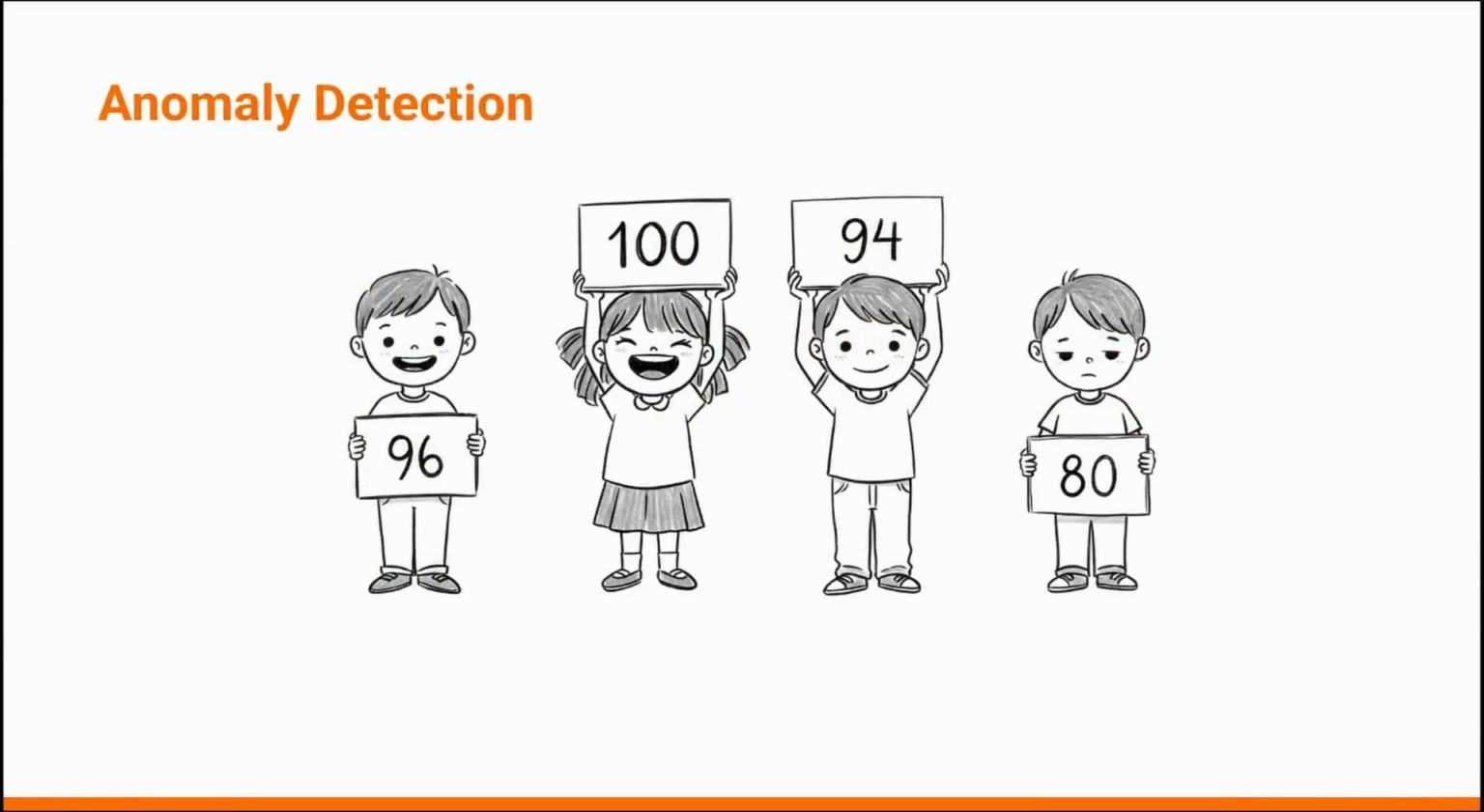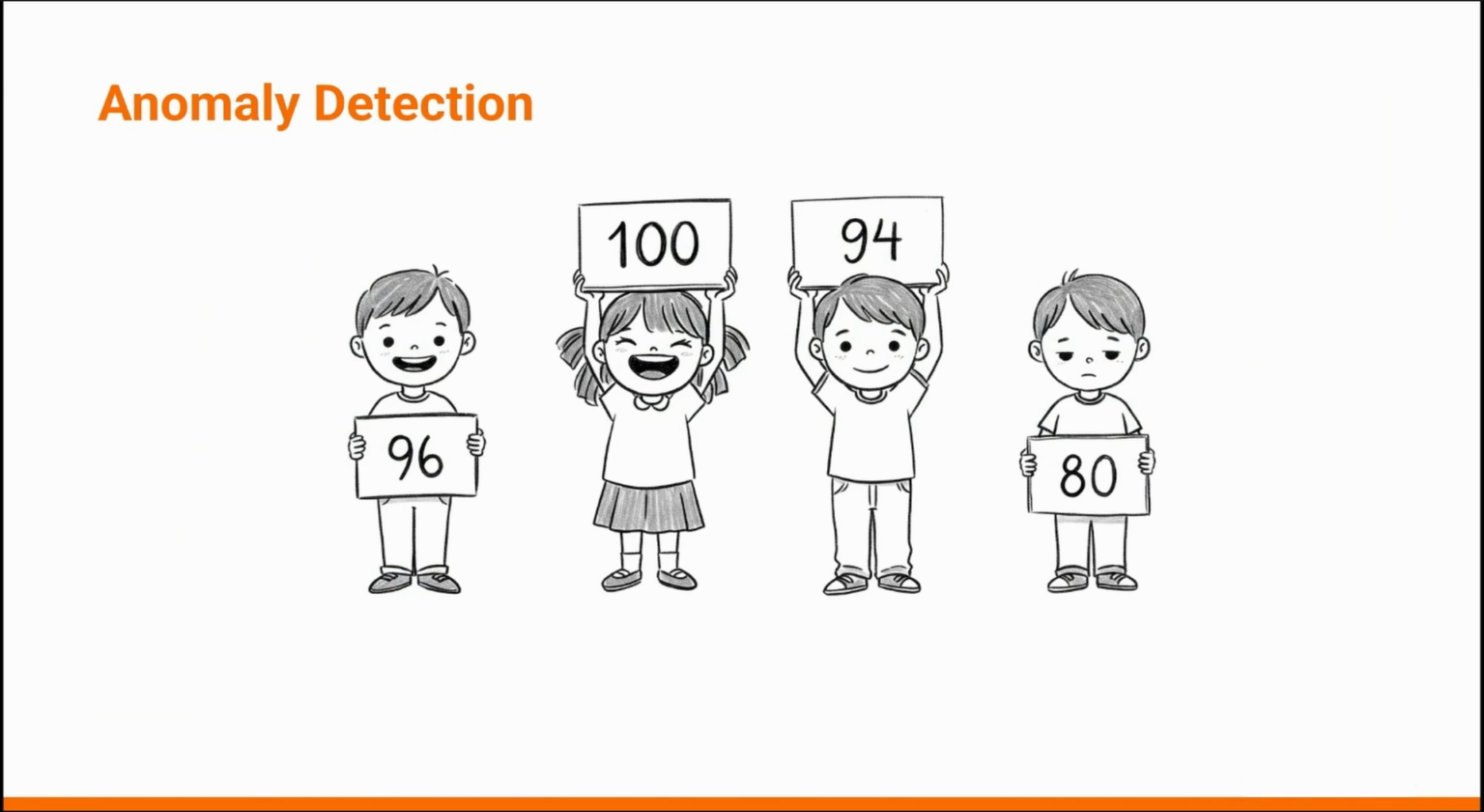Alright, picture this. 4 friends in the class just got their test results back. 3 of them totally aced it, 96, 100, and 94. Then bam, one of them sees an 80. It's like, wait, what? Where did that come from?